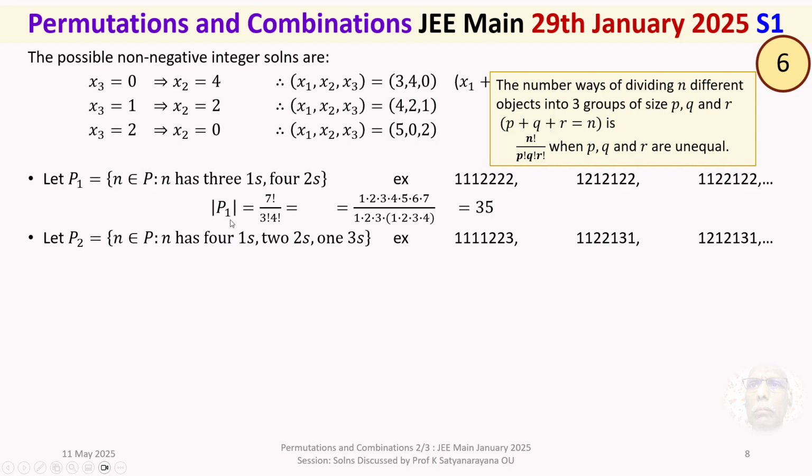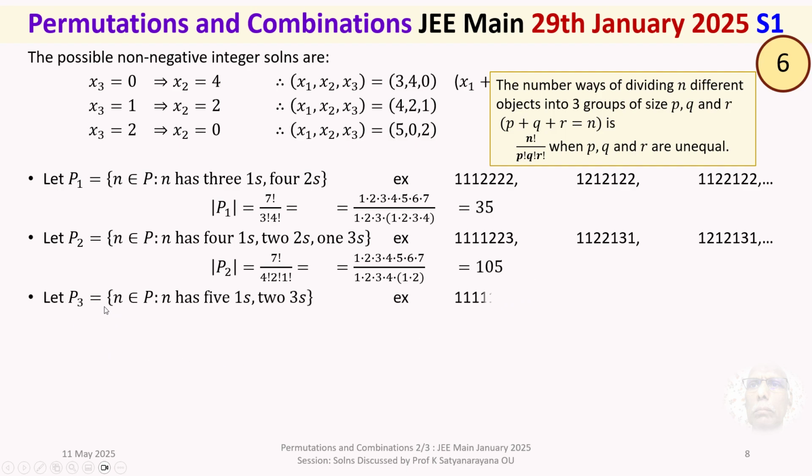Let P2 be the set of all those numbers from P such that the number has 4 ones, 2 twos, 1 three. Like 4 ones, 2 twos, 1 three, a 7-digit number. Add them, you will get 11. How many? That's the question. The order of P2 is 7 factorial by 4 factorial into 2 factorial into 1 factorial. Substitute, simplify, and we will get 105.